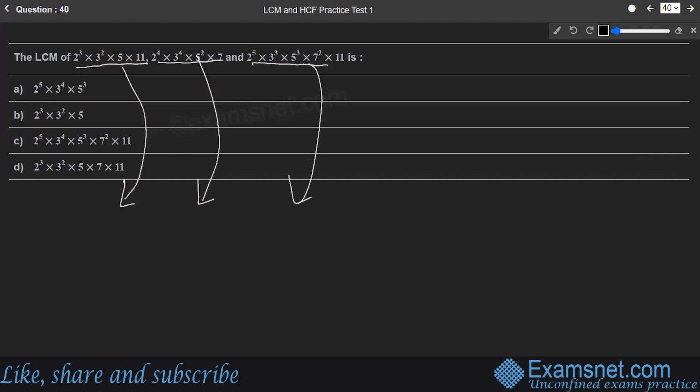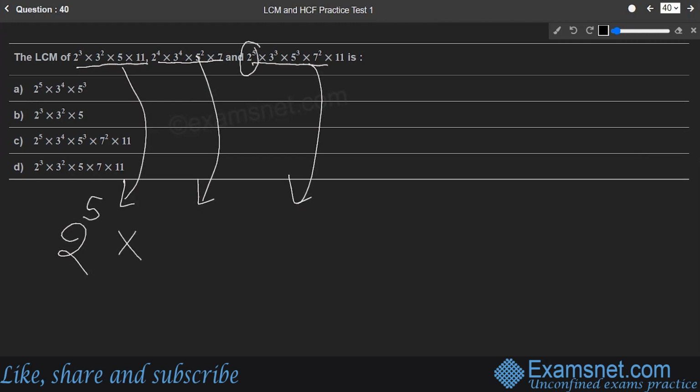Let us begin with the smallest prime factor. The smallest prime number is 2, and this 2 is available in all three. So we'll start with 2 first to find the LCM. Which of them has the highest power of 2? That's what we will check. The highest power is 2 to the power 5. So we'll take it here as 2 to the power 5 into.